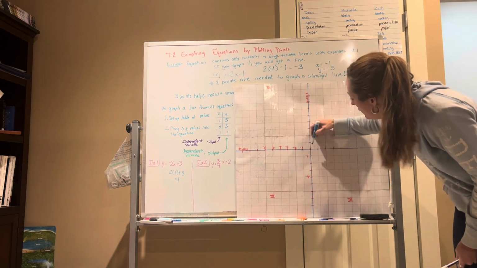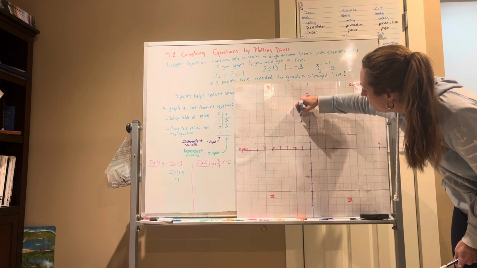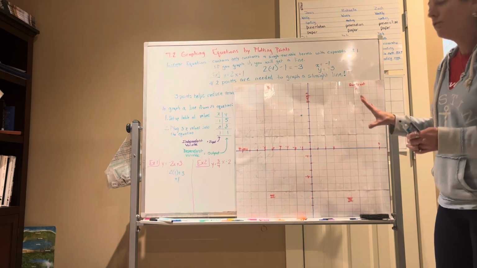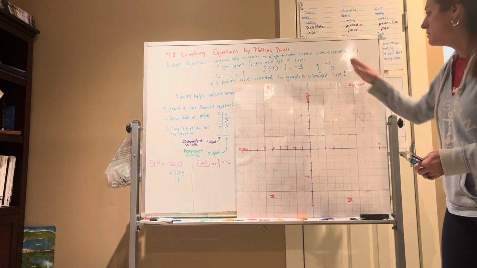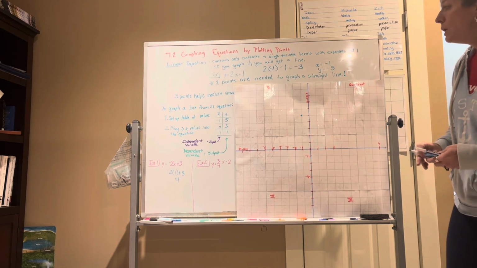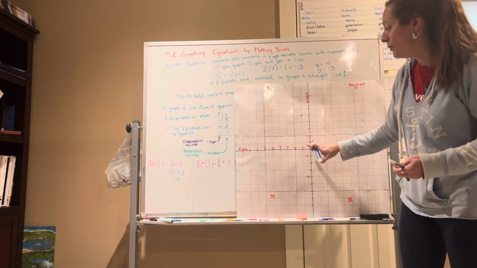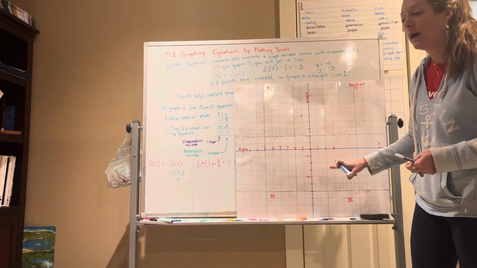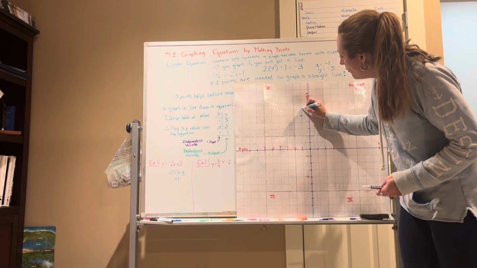So we go -1, 1, 2, 3, 4, 5. Quick review. This is the Cartesian plane. This is the x-axis. This is the y-axis. The ordered pairs always come as x, y. You always go on your x-axis first and then adjust up or down for your y. So this would be -1, 5.